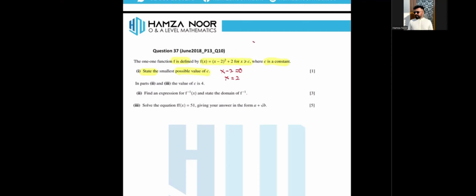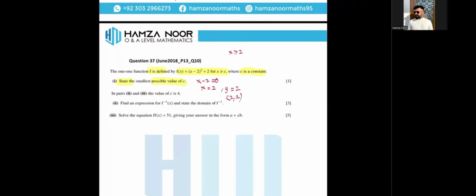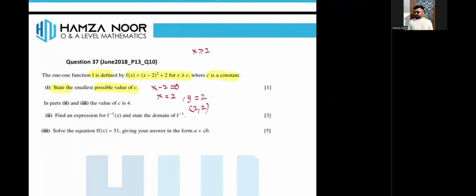And when the domain is like this, x is greater than or equal to 2, then the graph would be a one-to-one function. As we can see, the coordinates of the turning point are (2, 2). x is equal to 2 and this 2 is equated with y, so y is basically equal to 2. So (2, 2) is basically the least turning point of the quadratic graph, meaning the turning point of the quadratic graph is above the x-axis.